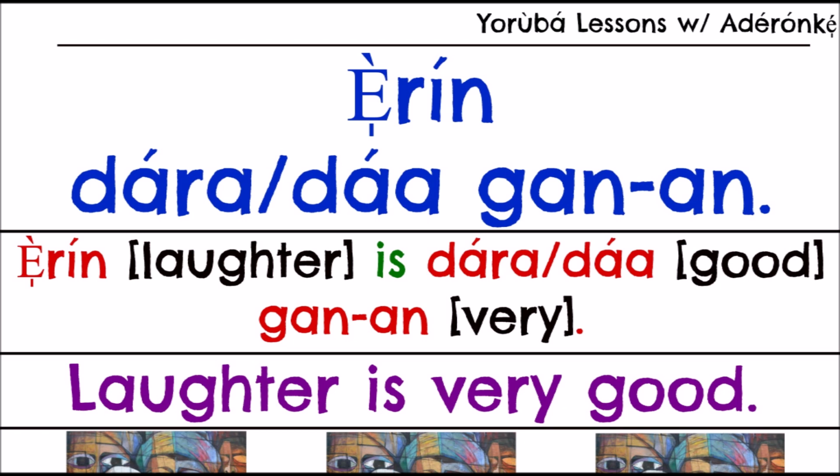So dá, dára, good. Gan or pupo. In my previous video on verbs, I used pupo. Here I'm using gan. Gan is very. It's to put emphasis on whatever you're describing, whether good or bad or whatever. It's just to say very. So that's an example sentence involving laughter. Erin dá gan, erin dára gan. Whichever you prefer to use means laughter is very good.